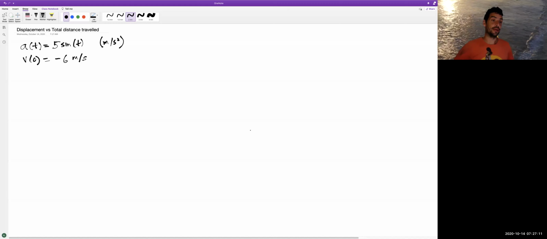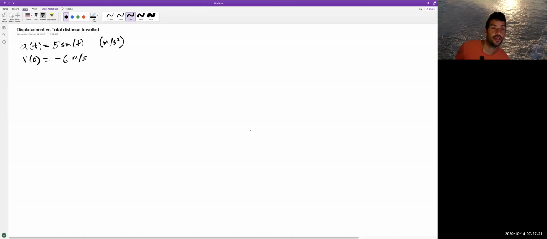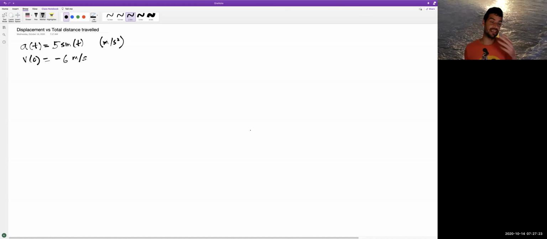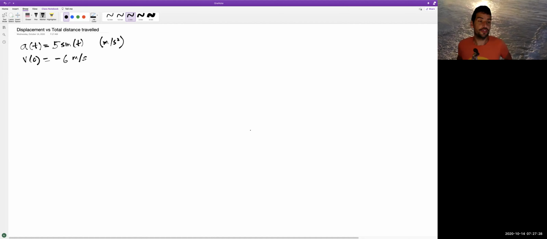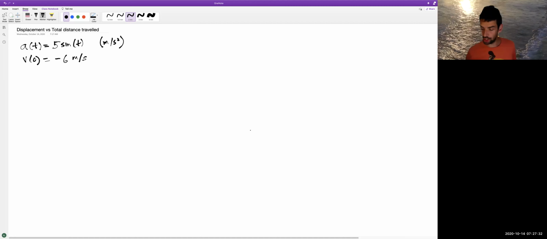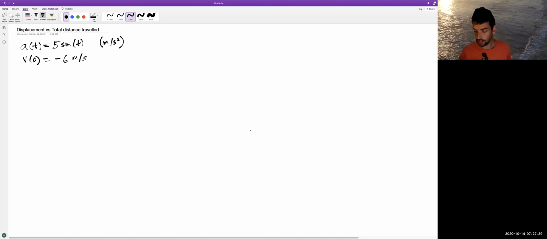So here's the setup. I'm given an object's acceleration in meters per second squared, and it is 5 sine t. So this means our t is in seconds. So this gives us the acceleration at each moment of time. And then we're also told that the object has an initial velocity at time equals 0 of -6 meters per second.